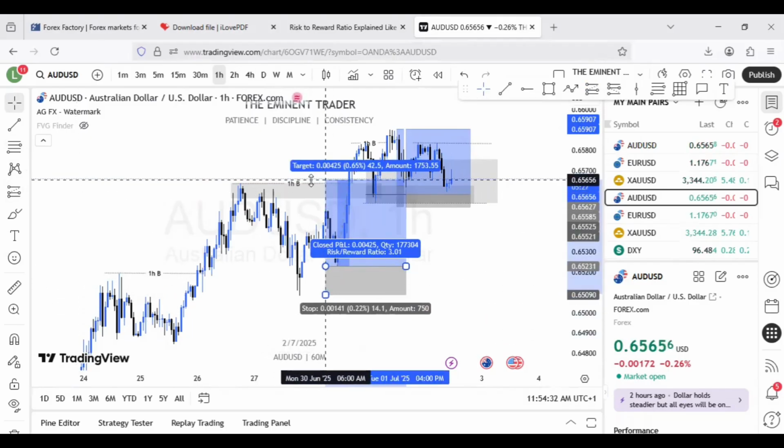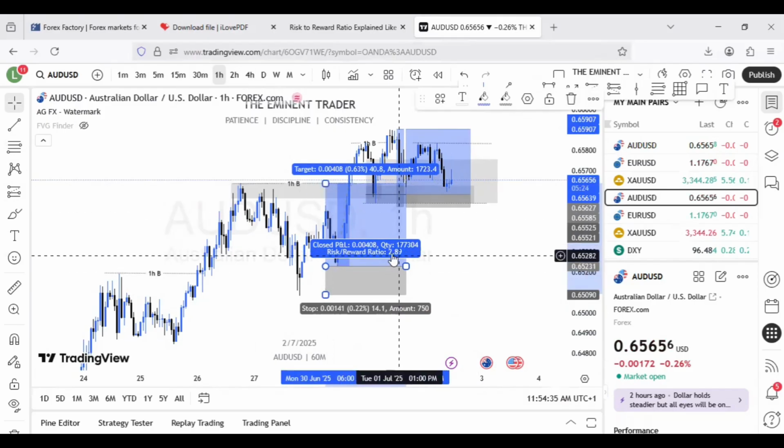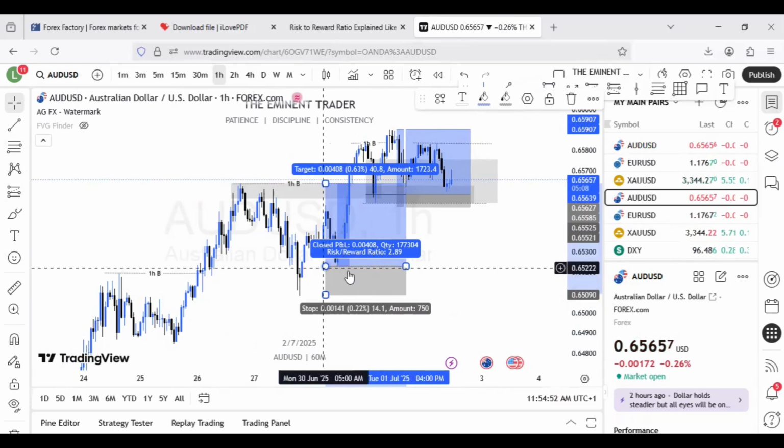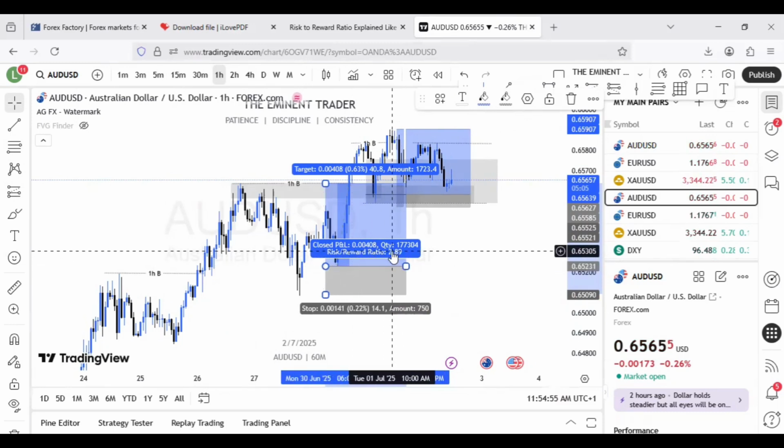If you are using TradingView, it's very easy to know your risk to reward ratio. See, this is where you see it. You clearly see your risk to reward ratio. So this is a 2.89 risk to reward ratio. It means that any amount you are risking, if your trade hits TP, you make 2.89 times that amount. So if you are risking $100 on this trade, for example, you'll be making $289 on that trade. That is literally what it means.